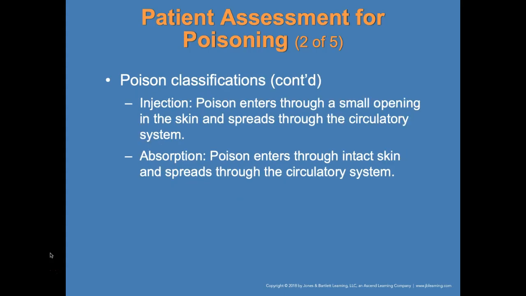All right. Our next one is going to be injection. Here we have poison entering through a small opening in the skin, and it spreads through the circulatory system. So these are going to be bee stings, bites, or somebody injecting it with a needle. Absorption. The poison is going to enter through intact skin and spread through the circulatory system. So the difference here is that, one, we have a small opening that spreads it through the circulatory system, and absorption, this is where we have something just sitting on the skin and it's absorbed through the skin and into the circulatory system.